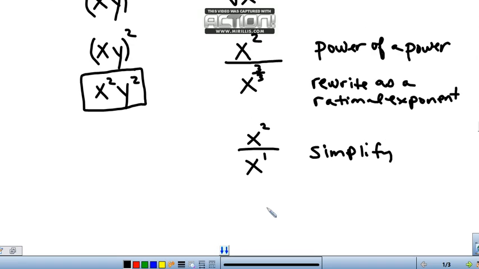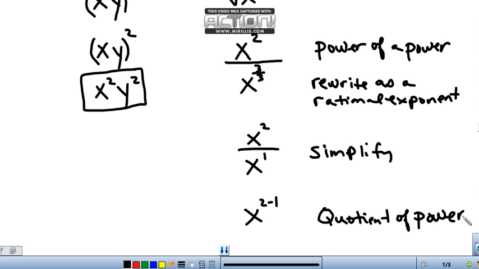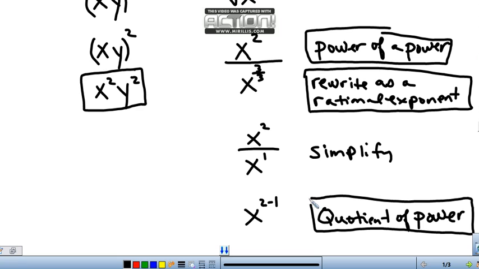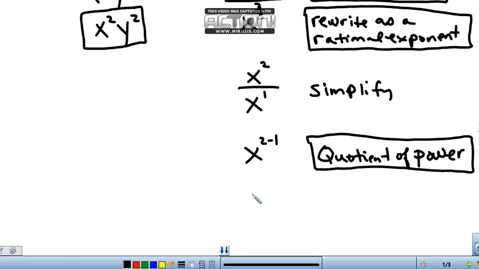And then the last step that you had to justify, though, was this one. Okay, so we had x to the 2 minus 1. Okay, so what I'm doing here is this is quotient of powers, where you subtract the exponents. So that's what I was looking for. Quotient of powers. Okay, so the first one was power of a power. The second one was rewrite as a rational exponent. And then you had quotient of powers. Okay. My final work here, 2 minus 1 is 1. So x to the 1st power is just x.